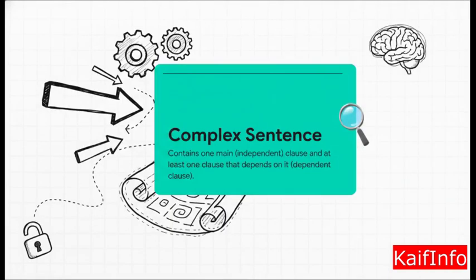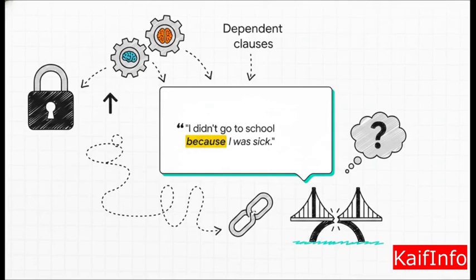But what if one idea actually depends on the other one? What if you need to show some cause and effect? Well, that's where our most advanced blueprint comes in, the complex sentence. This structure has one main idea that could totally be its own sentence, plus at least one extra bit of information that can't stand on its own. This is a perfect example. "I didn't go to school." That's a complete thought, right? It works. But look at the second part, "because I was sick." On its own, that feels unfinished, doesn't it? It depends on the first part to make sense. And that relationship is what makes the whole thing a complex sentence.